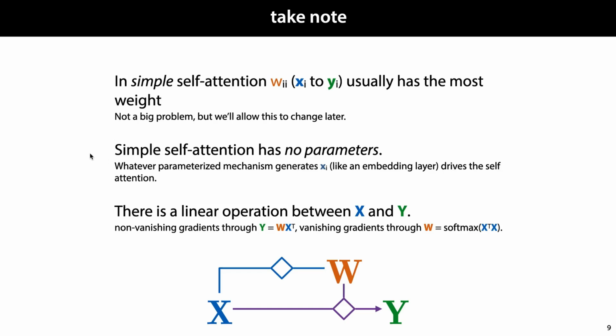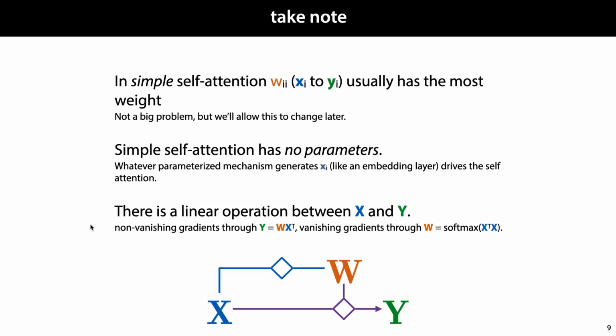Second, note that simple self-attention, as we've defined it now, has no parameters. The only way we can steer how self-attention behaves is by controlling the input values. For example, we can feed self-attention with embedding vectors, or feed it with the output of another layer. We'll add some parameterized components later, but for now, it's important to realize that the fundamental operation of self-attention does not have any parameters that we can control.